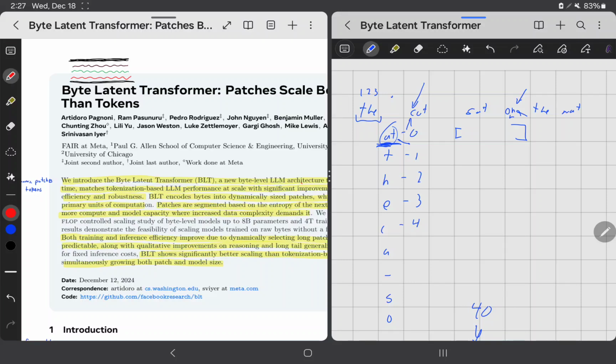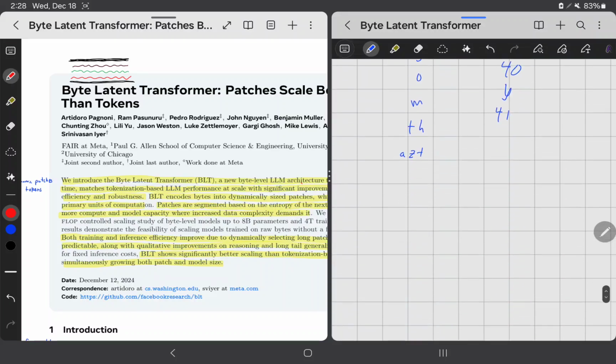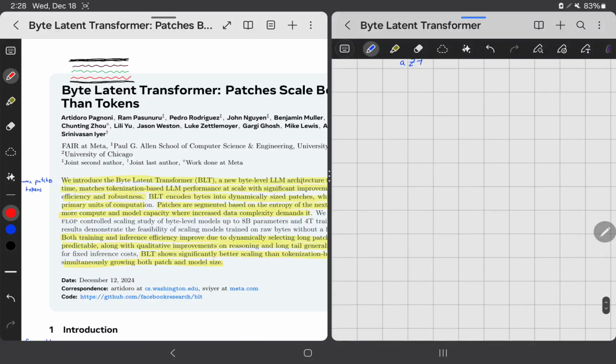So dynamically allocating compute is kind of what we've been seeing, and it makes models better, but it also makes them more efficient whenever you're trying to do inference on models, because you're dynamically allocating this compute. Okay, so yeah, that's the problem with tokenization. There's a lot of problems with tokenization, but let's get into how they kind of want to form patches.